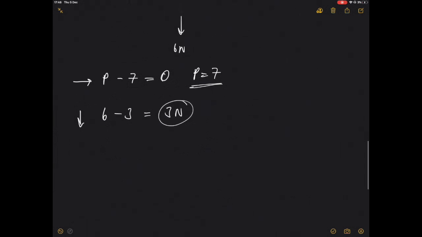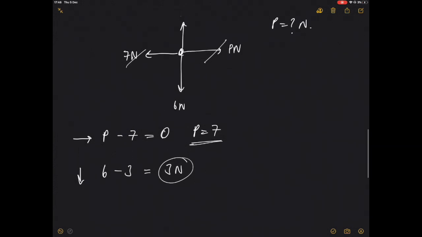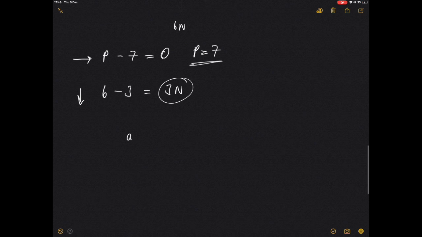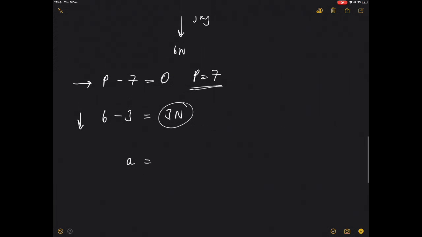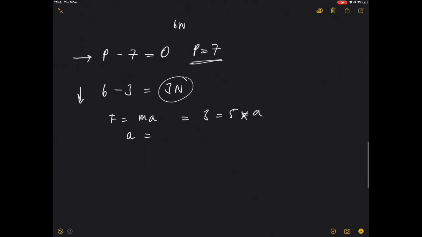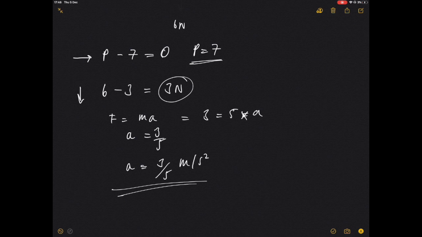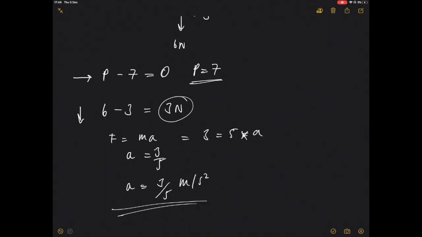Okay, so that means that we have our mass, which is 5 kilograms, we've said. So we can work out our acceleration, using F equals ma, which is 3 equals 5 multiplied by a. Therefore, a equals 3 divided by 5, and we could probably leave it at that. We can say that a equals 3 over 5 meters per second squared. Fairly straightforward once you've got past that slightly tricky bit at the beginning.